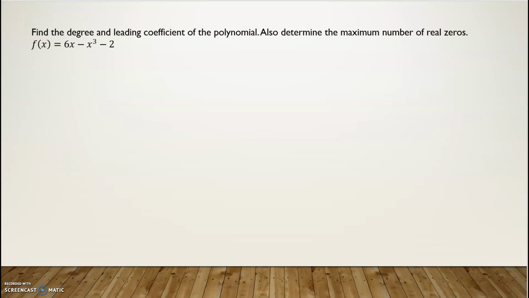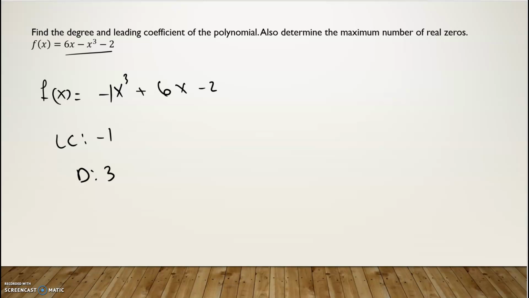Okay, so number 1, it's not in descending order, so negative x cubed plus 6x minus 2. So the leading coefficient is, if there's nothing in front of it, there's assumed to be 1, so it's negative 1. The degree is 3, and the maximum number of zeros is also 3, the same as the degree.